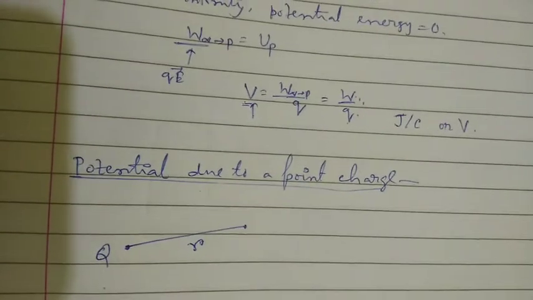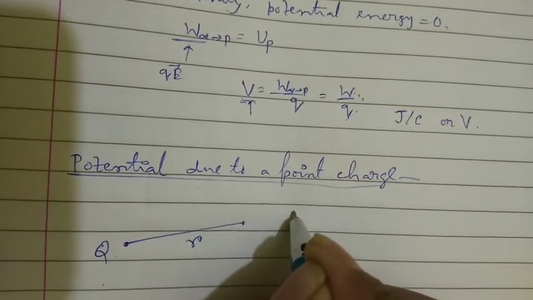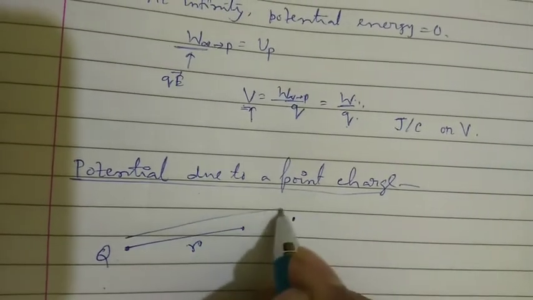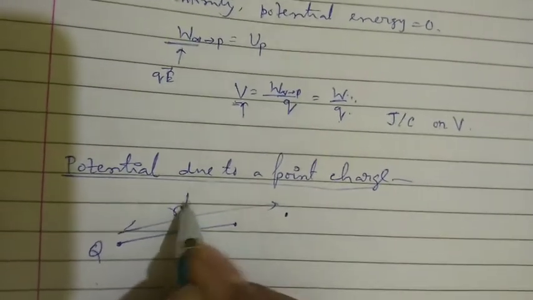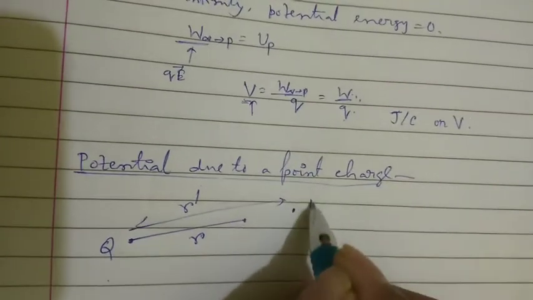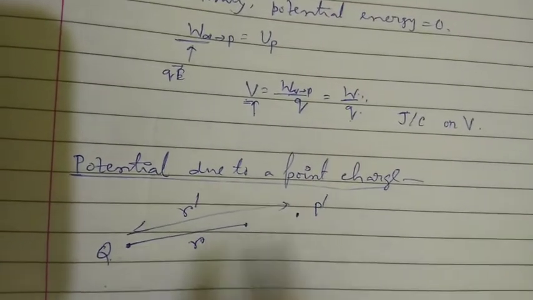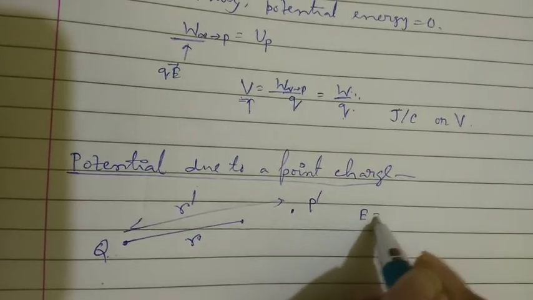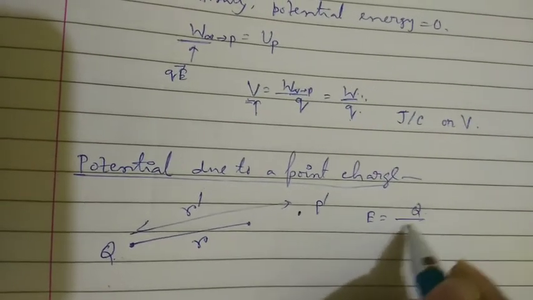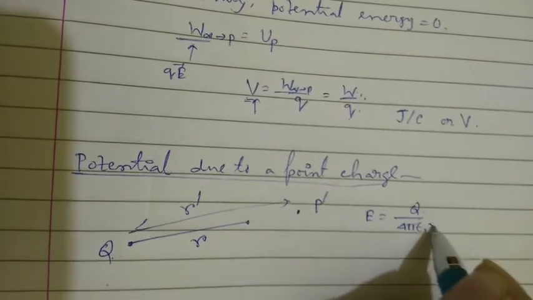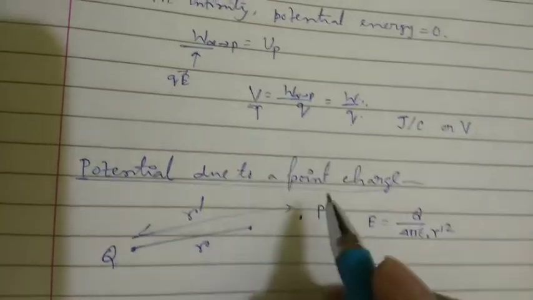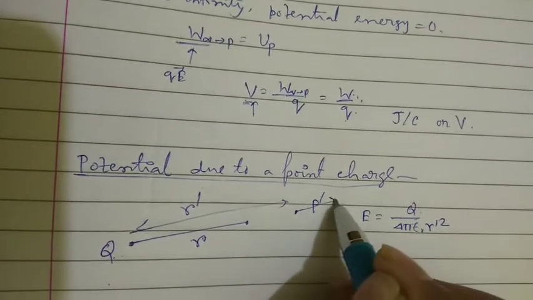Now suppose at any instant the charge is at a distance r prime and the center point is P prime. So the electric field at P prime due to charge q is equal to q by 4 pi epsilon naught r prime square, and it is directed along this direction.